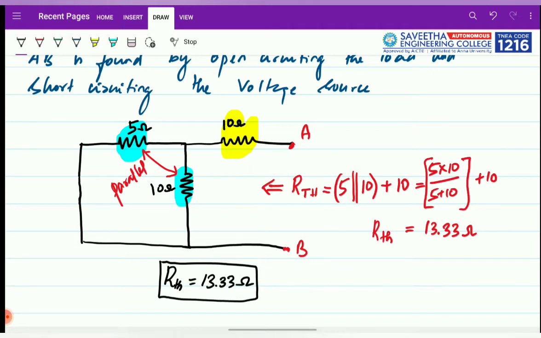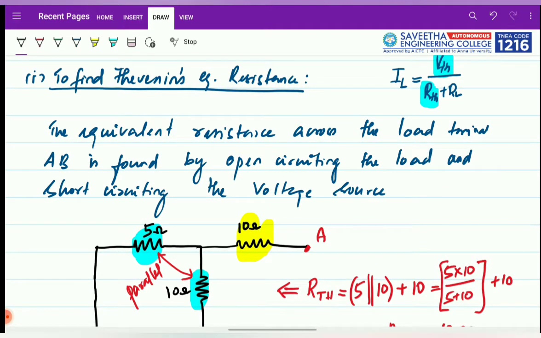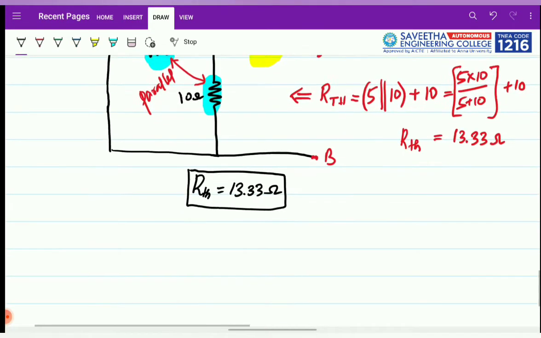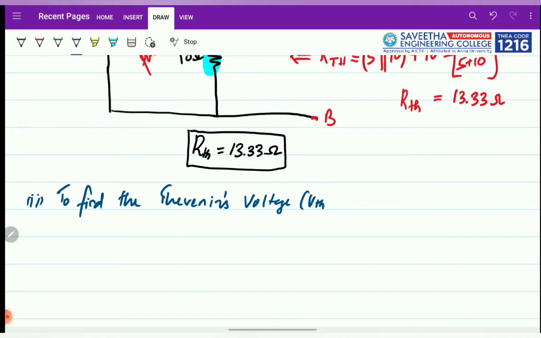Now we will calculate the second step, which is to find the Thevenin voltage. So now let's find the Thevenin voltage, that is VTH, across the load terminal.